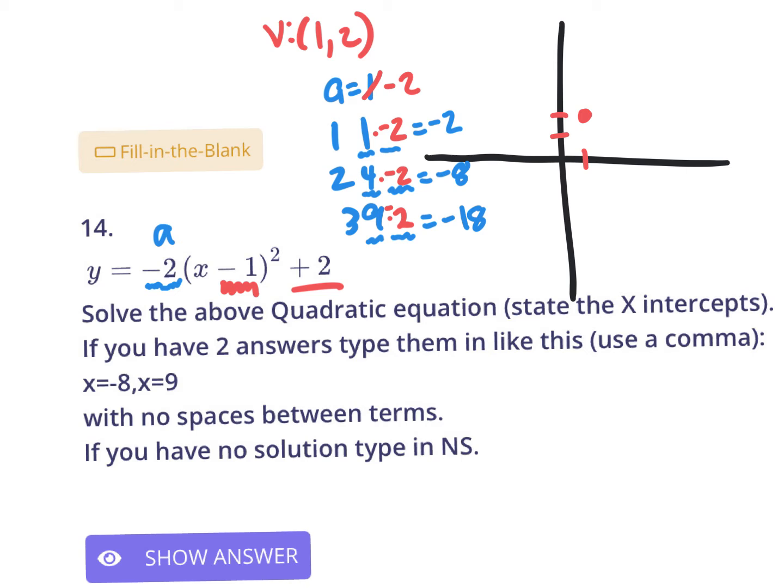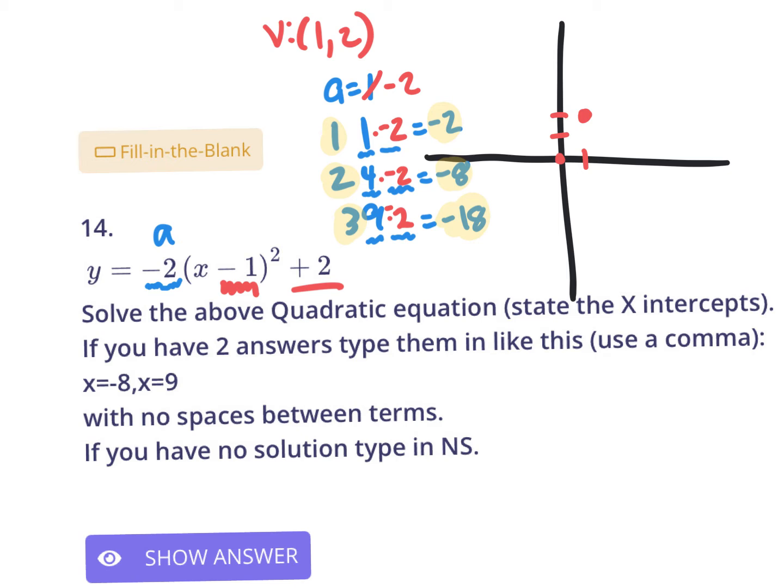So my new pattern is 1 over 2 down, and then go back to the vertex. 2 over 8 down, and then back to the vertex. 3 over 18 down. So with that said, again, this is just a sketch. If I go 1 over and 2 down, I'll be right here at the origin. So let me put a dot right there.